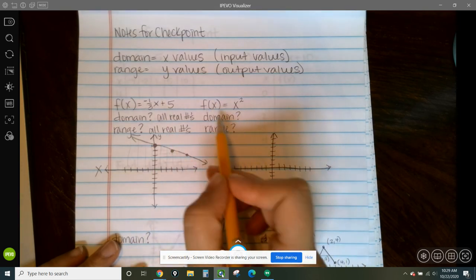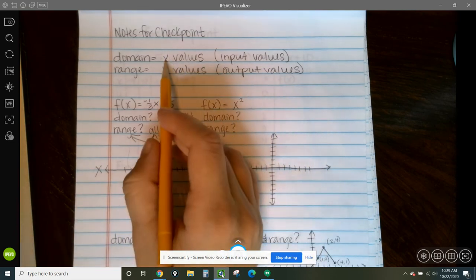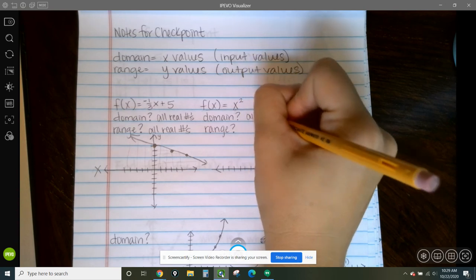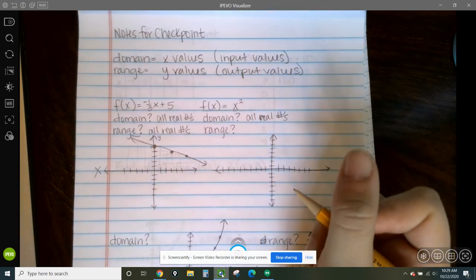Okay, what about f of x equals x squared? So the domain, what numbers could I put in? What values could I put in for x? Well, I can put anything in again. So all real numbers. I can put anything I want in there.